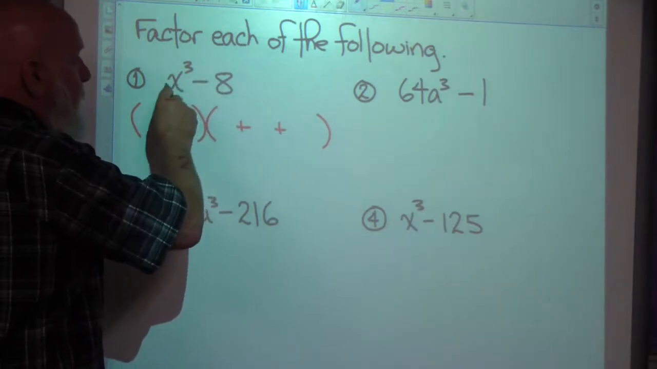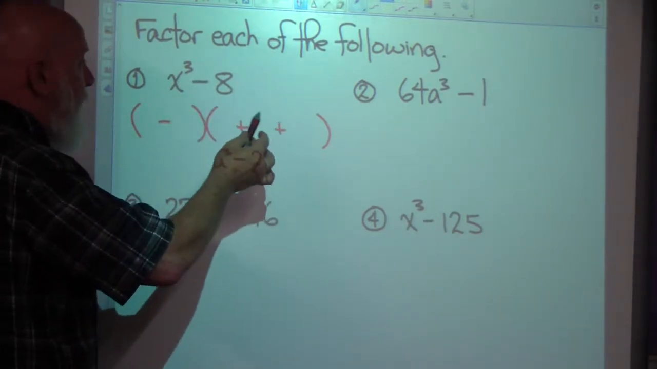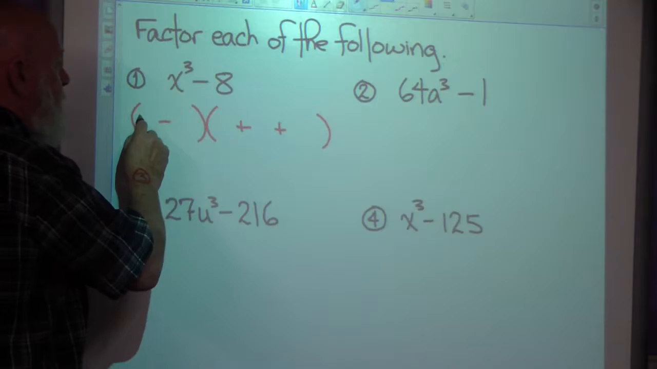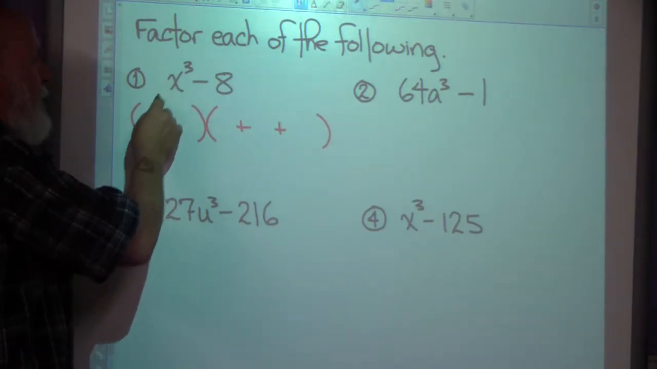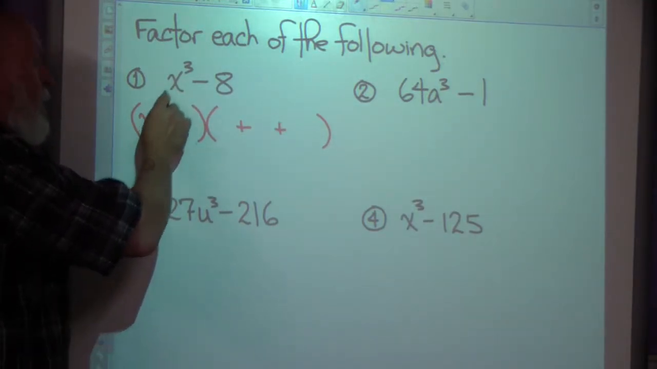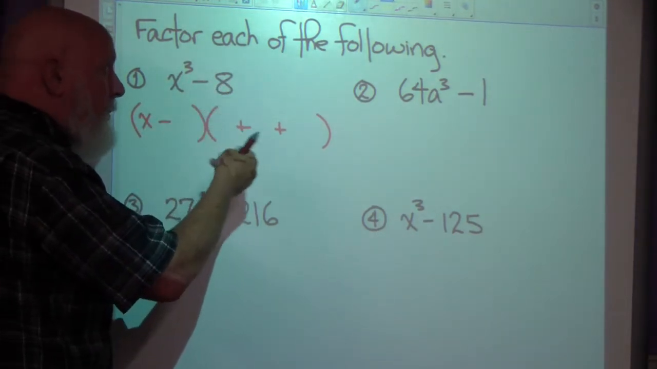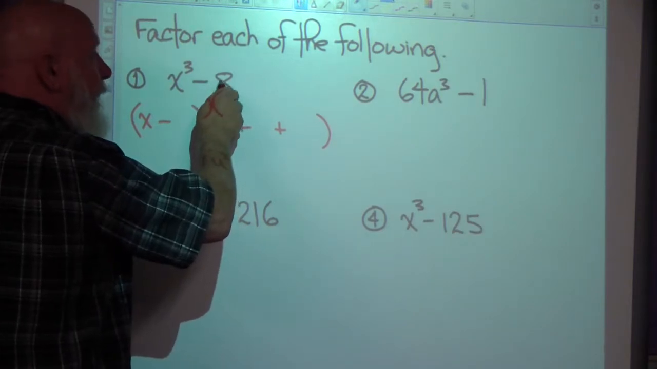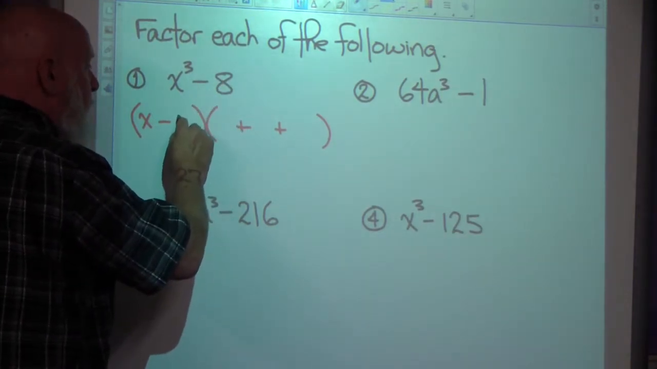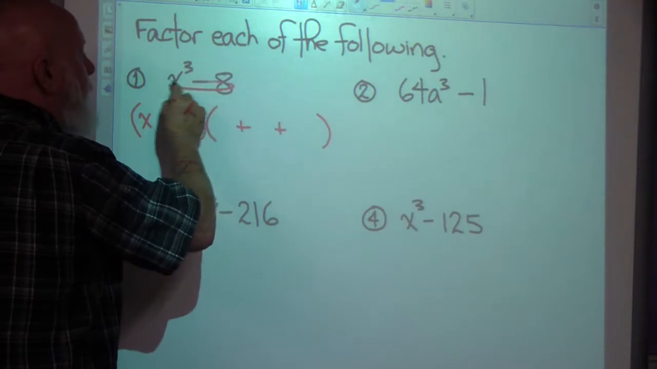We follow the exact same pattern; from here on out, it's just like sum of cubes. Take the cube root of this one. That's the thing that's being multiplied by itself 3 times. Put it here. The cube root of x cubed is x. Put the cube root of this one. That's the thing that's being multiplied by itself 3 times. It'll give us an 8. So the cube root of 8 is 2. And we're done with these.